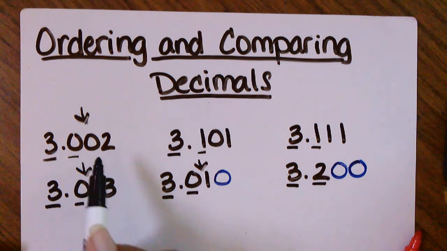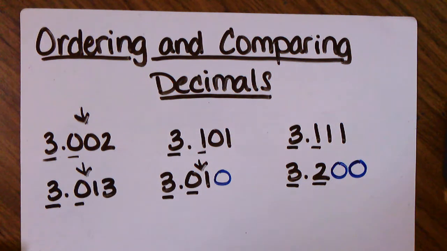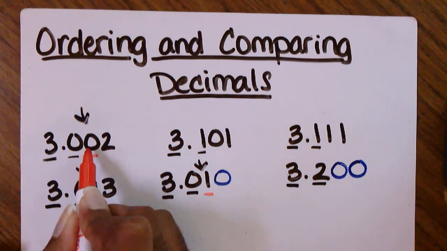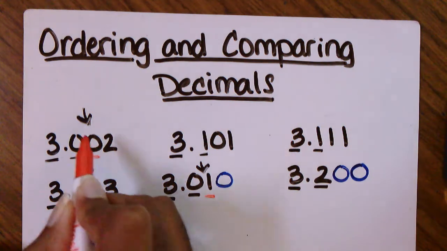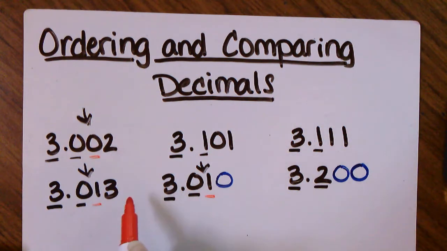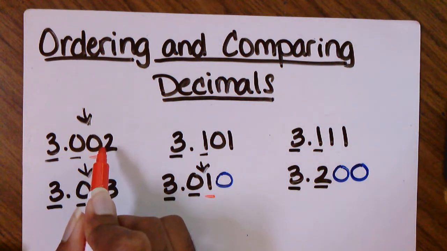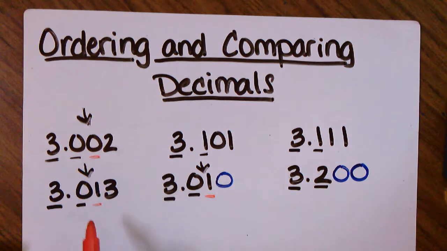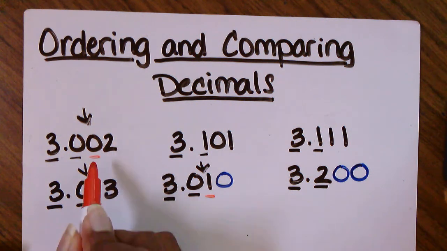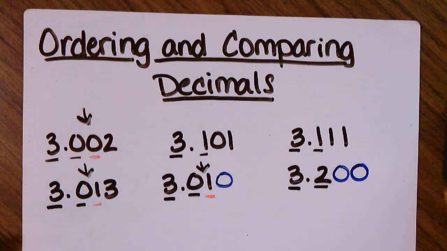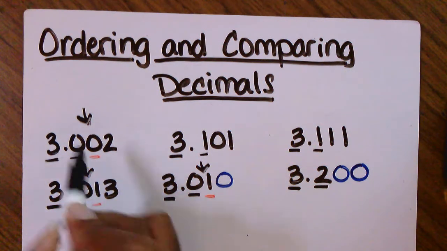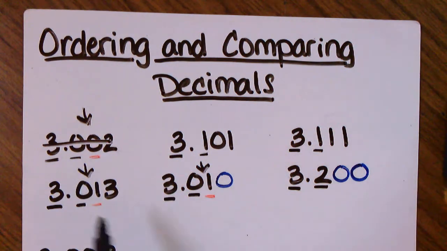So now we have all of these 3 numbers with a 0 in the tenths place, and we want to move on to the next digit. Here we have a 0, a 1, and a 1. This 0 is less than a 1, so this number, 3.002, would be less than either of these 2 numbers because 0 is less than 1. So our first smallest number would be 3.002.